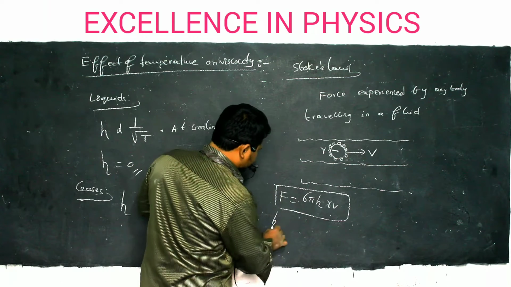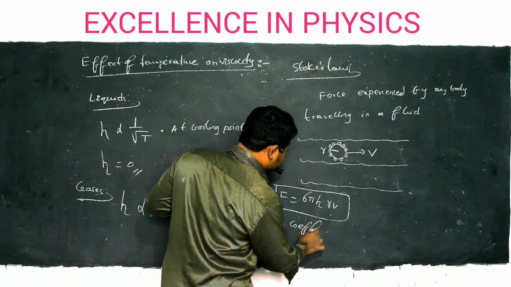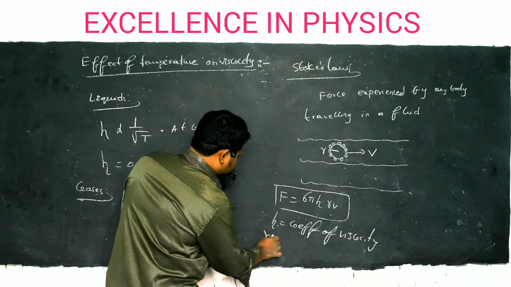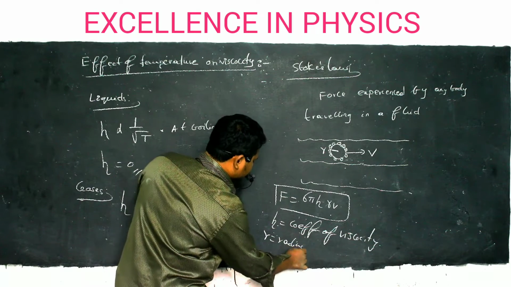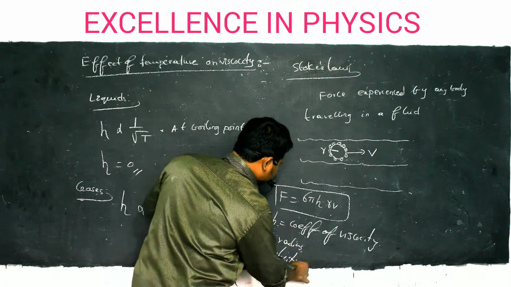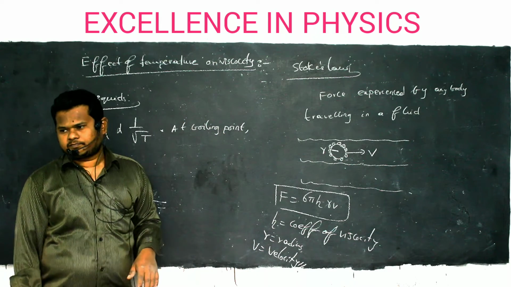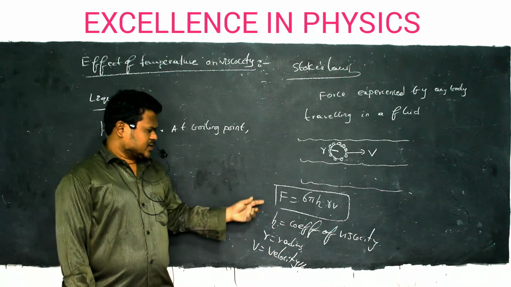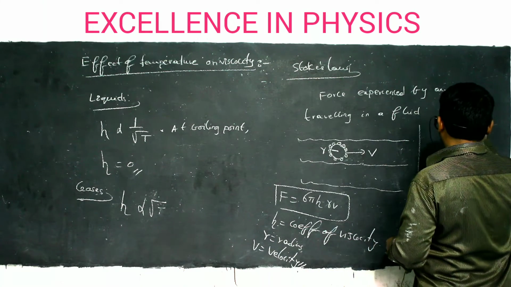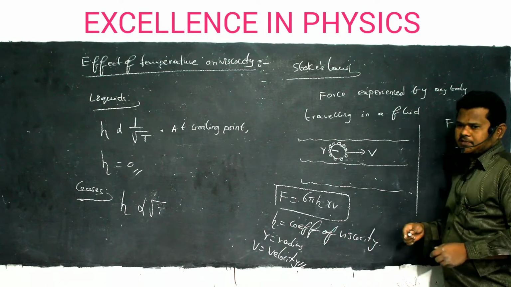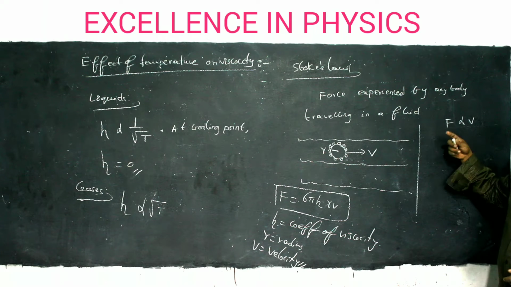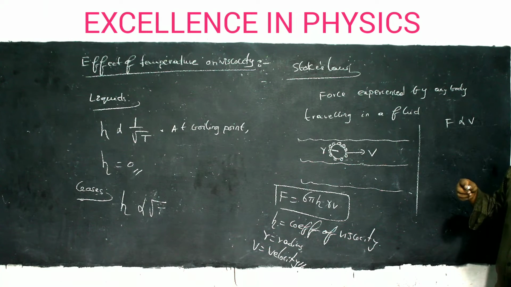So what is eta? Coefficient of viscosity. What is r? Radius of this body. Similarly, what is V? Velocity of this body. That's all. Here there is one important property: as velocity increases, viscous force also increases. If the body is traveling with a greater velocity, then the viscous force acting on this body will also increase. Are you able to understand?